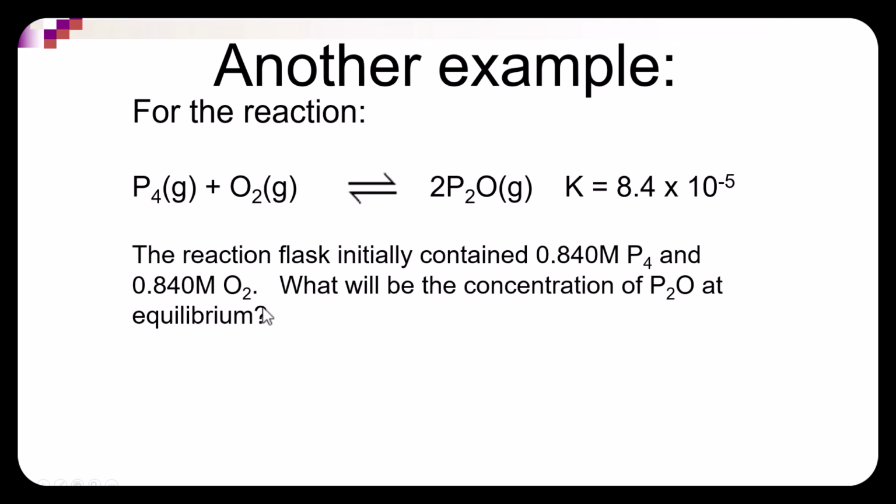So here we are. The reaction flask initially contains 0.84 molar of P4 and 0.8 molar of O2. What will the concentration of P2O be at equilibrium? So again, we're given initial concentrations, we're asked about equilibrium concentrations, and our K value is given. So automatically this is going to be an ICE table, and then we'll see what information we have to solve it with. So I'm going to go ahead and draw that ICE table out.